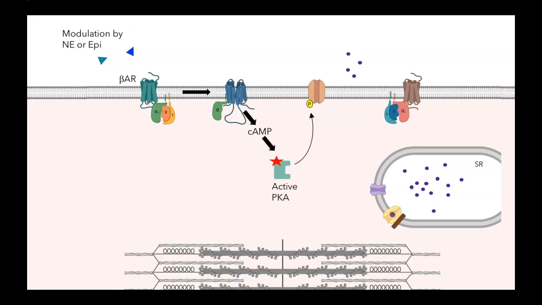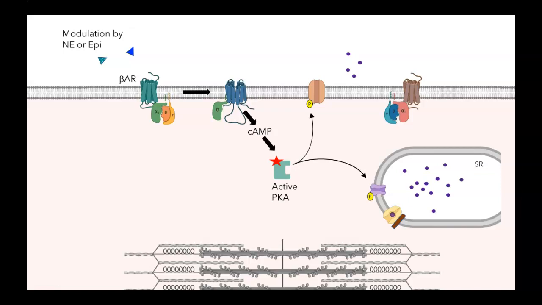One of them is that voltage-gated calcium channel, and when it gets phosphorylated, it is easier to open. It stays open longer and more calcium will come into the cell. Another target is the calcium release channel in the sarcoplasmic reticulum membrane. When it's phosphorylated, it's easier to open and stays open longer, so more calcium will be released.